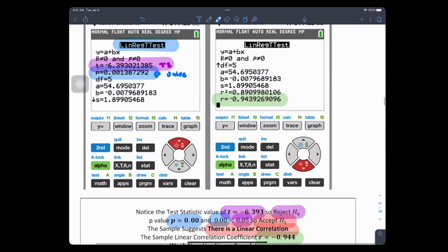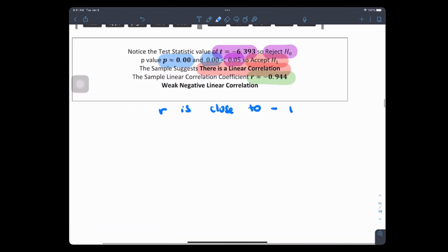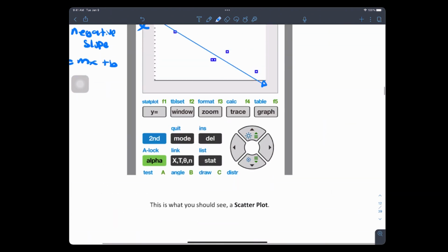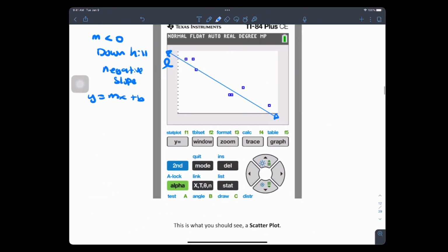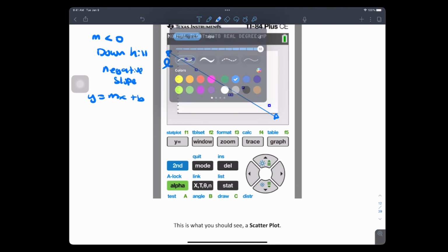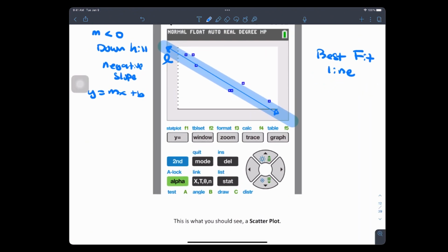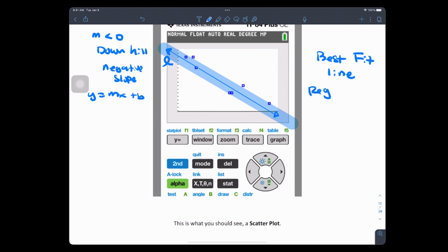What's the whole point of all this, ladies and gentlemen, once you know this? So there is a linear correlation. What do you want to do? Once you know there's a linear correlation, you want that line. What is that line called again? We said it. The best fit line. That's the line you could best fit your data in. This is also called the regression line.